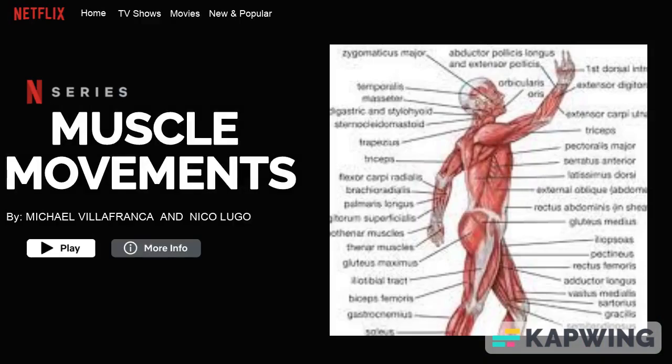Today we'll be talking about muscle movements, muscle and joints involved, agonist and antagonist muscles, and the plane in which the movements occur.